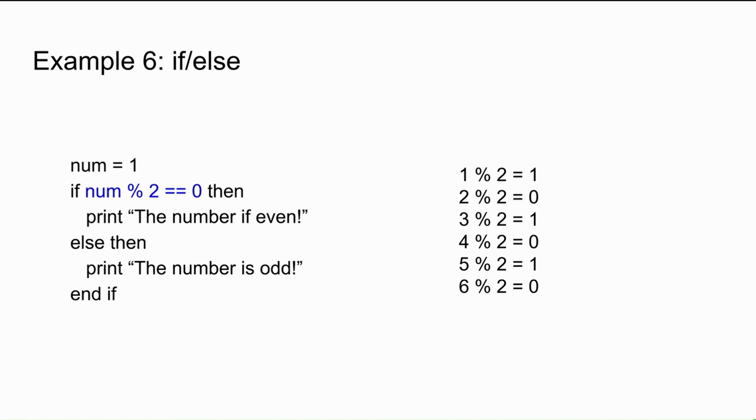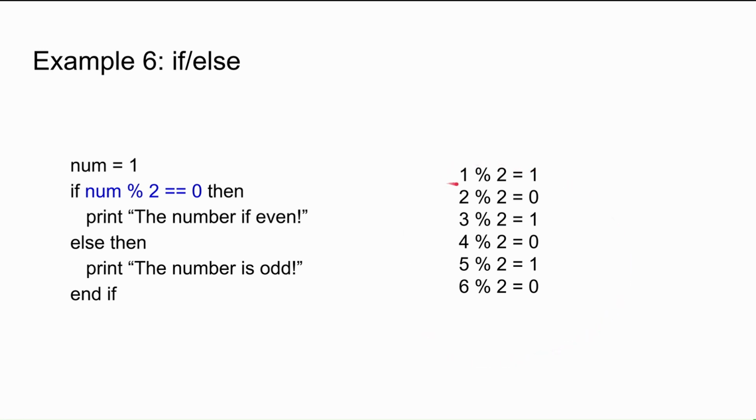If the remainder when dividing num by 2 is 0, it means that the number is even. That's the reason why we are writing num percentage or modulus 2 equals to 0 in our if condition. Else, if the remainder is not 0, then the number is an odd number.